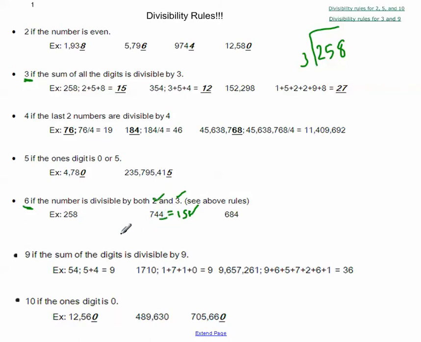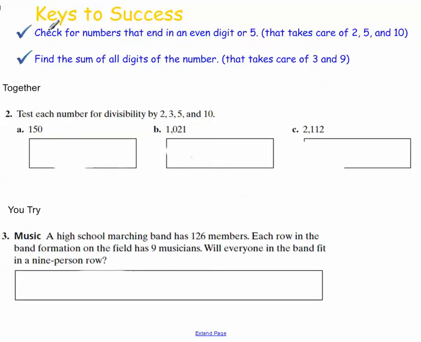9 is the same idea as 3. If the sum of my digits is divisible by 9, then the whole number is divisible by 9. So let's do some of these together. And again, here's our keys to success. So let's take a look at these. We'll do these together real fast. We're actually going to do 2, 3, and add in 4, 6, and 9.